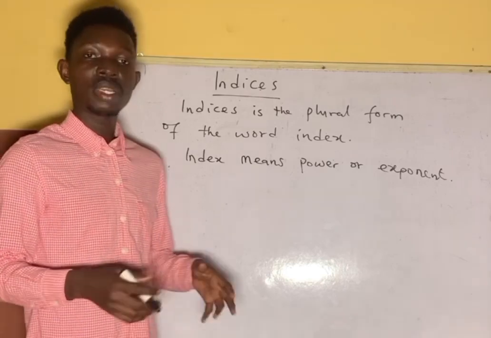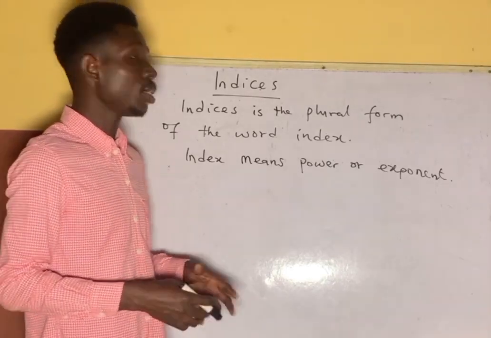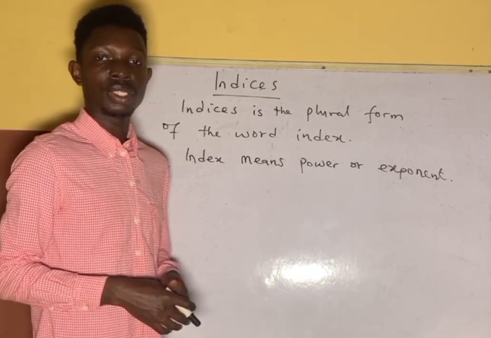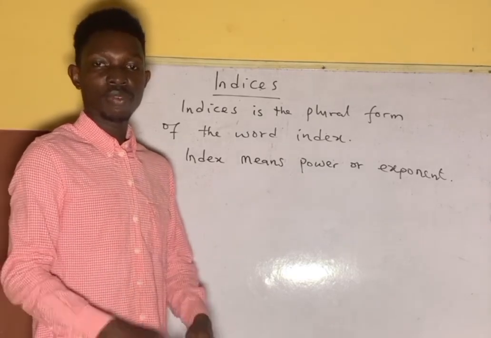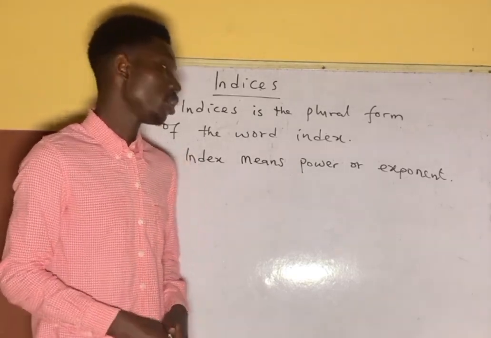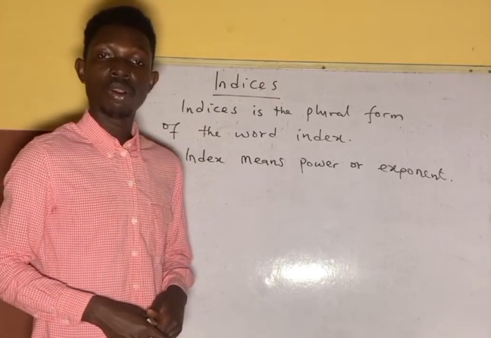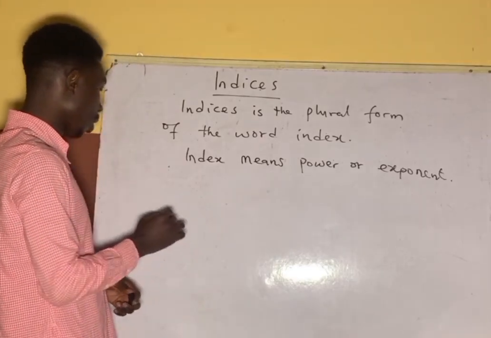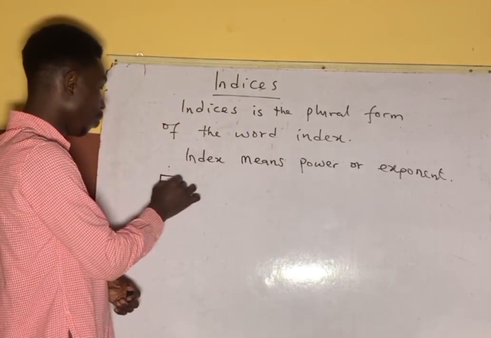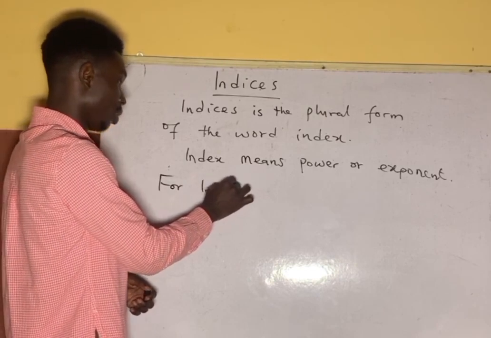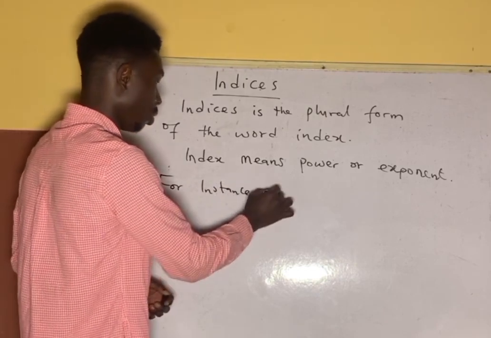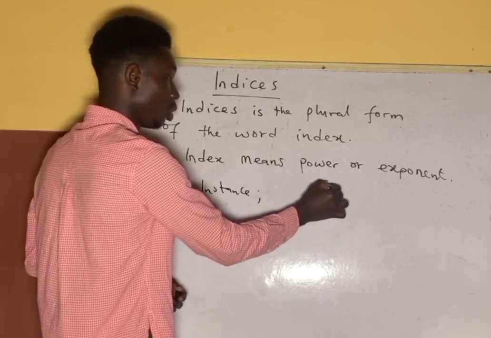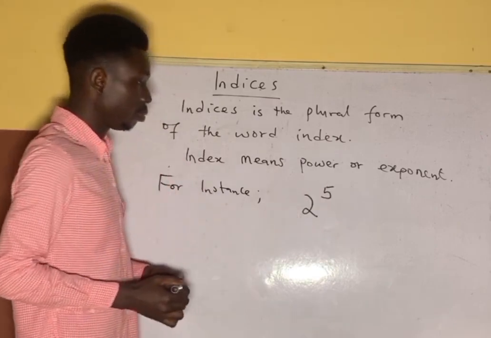Large numbers or very large numbers can be written in the form of indices, and small numbers or very small numbers can likewise be written in the form of indices. Let's look at an example. For instance, we have the number 2 raised to the power of 5.